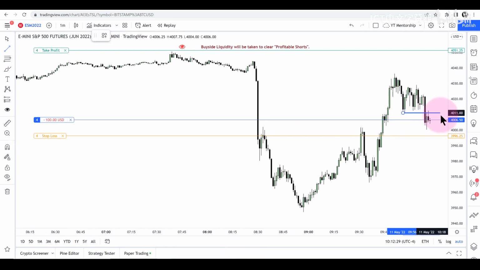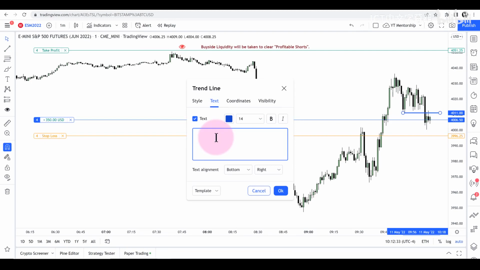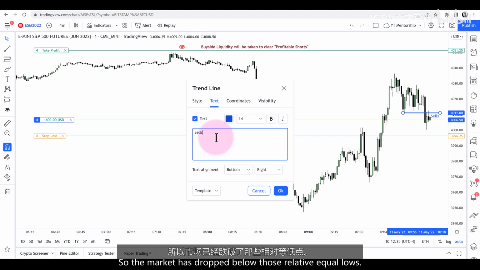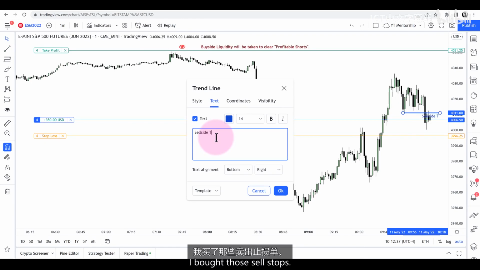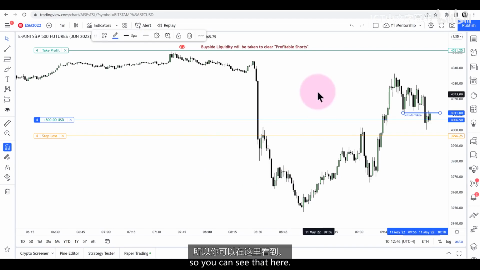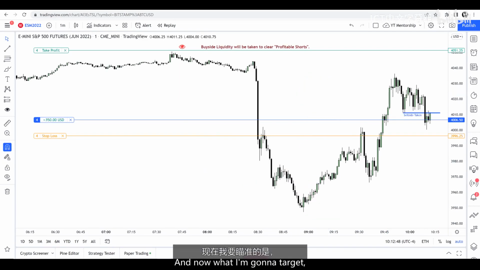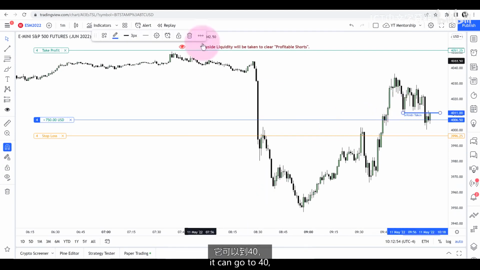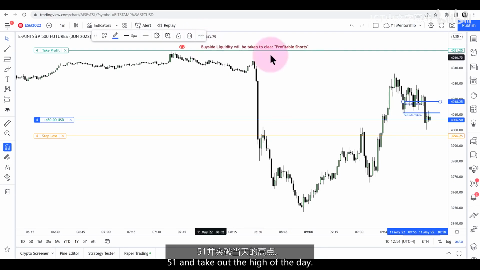This here is the sell side liquidity. The market has dropped below those relative equal lows. I bought those sell stops, so sell side is taken. You can see that here. Now what I'm going to target, even though I think it could go, but it may not really get there, it can go to 40.51 and take out the high of the day.